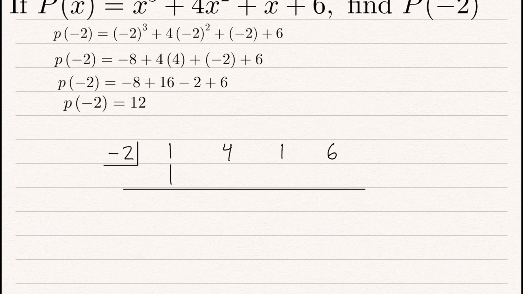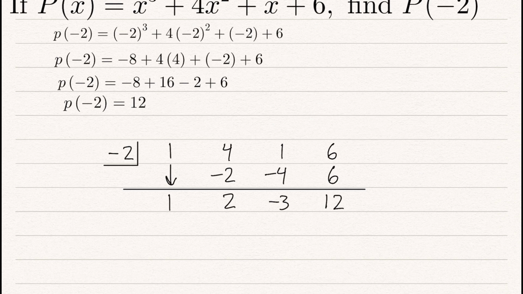We bring our first value down, and then we multiply. -2 times 1 is -2. 4 minus 2 is 2. 2 times negative 2 is negative 4. 1 minus 4 is negative 3. Negative 2 times negative 3 is positive 6. And 6 plus 6 is 12.